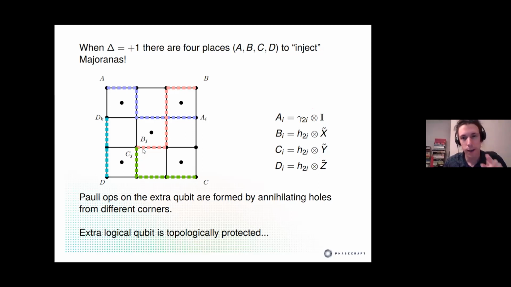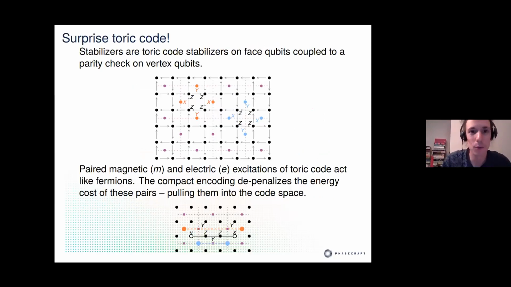And you can see that if you take 2 Majoranas from one of these hole corners and annihilate them at a site, then what you'll get is a long string of edge operators. And that long string of edge operators will correspond to one of these logical Pauli operators. So the Pauli operators on the extra qubit, these logical Pauli operators, are topologically protected. This logical qubit is topologically protected. And so for anyone who's been watching Naomi Nickerson's seminar or Ben Brown's talk, this might seem very reminiscent to you, and indeed you would be right.